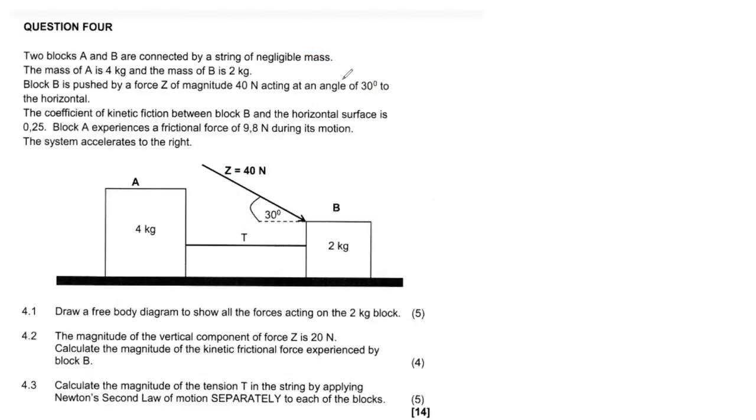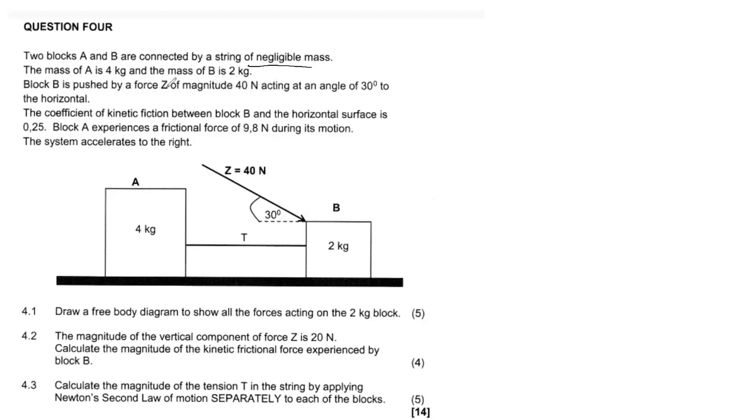Okay, so we are on Newton's second law. Then we are given this question here. It says, two blocks A and B are connected by a string of negligible mass. The mass of A is 4 kg and the mass of B is 2 kg. Now, what negligible mass means is that we should not consider the mass of the string, right?